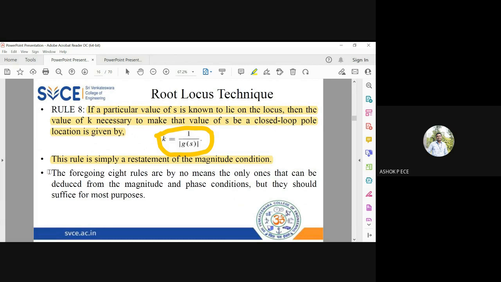The 8 rules, whatever we have studied, can be found only from the magnitude and phase conditions. You cannot say that it is sufficient to draw the root locus using the 8 rules. No, I cannot say it is completely enough to draw the root locus using the 8 rules, but some additional rules might be required for dealing with complex problems.